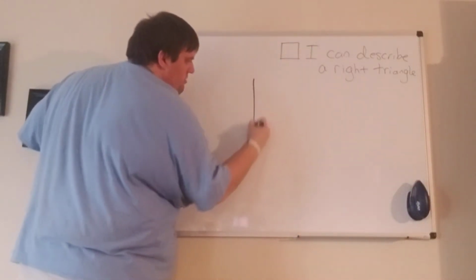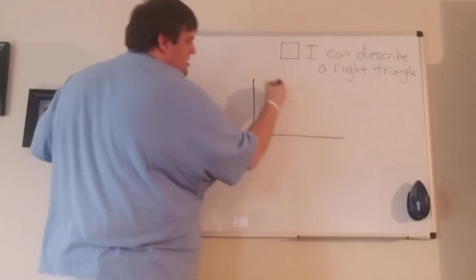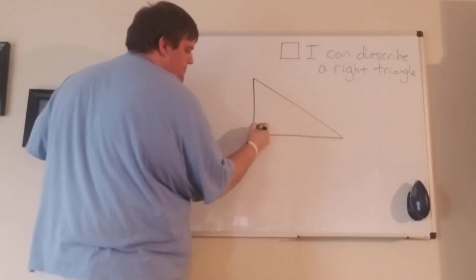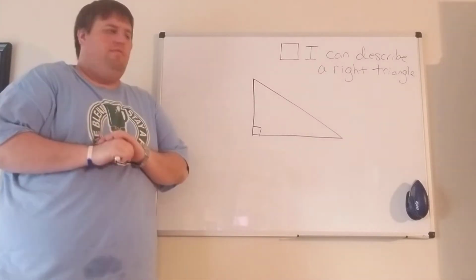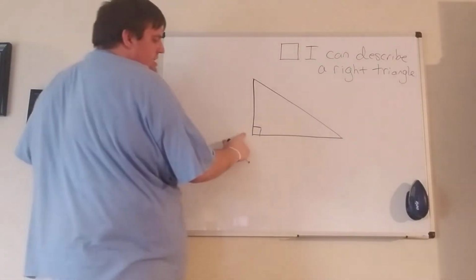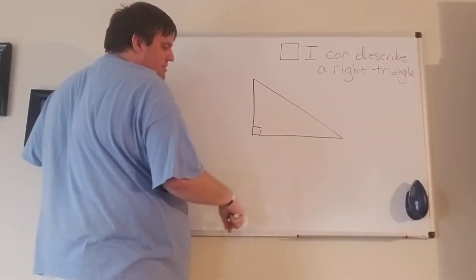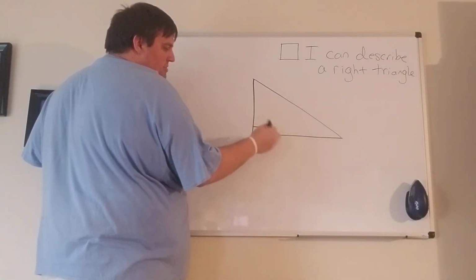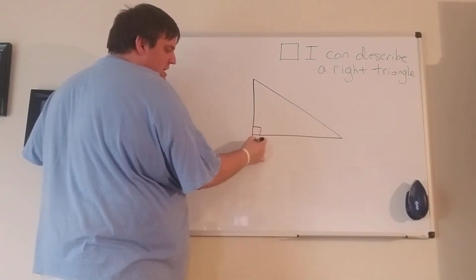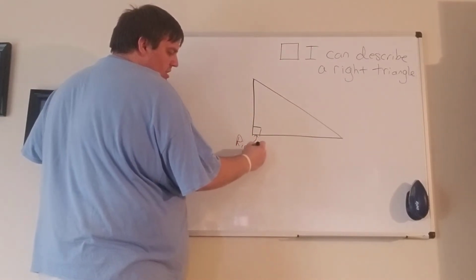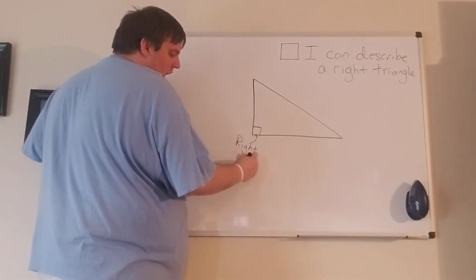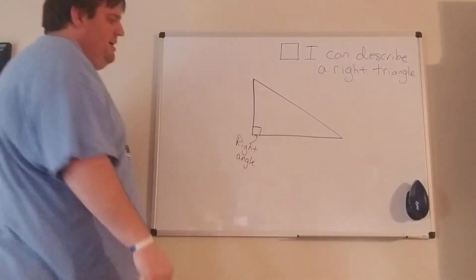I give you nice size so you can see it on the video here. Hopefully you can see it on the video. We know that when we see these boxes, that means that this is 90 degrees. So this is our one right angle, right? It has to be shown with the little box, or I could measure it and see that it's 90 degrees.